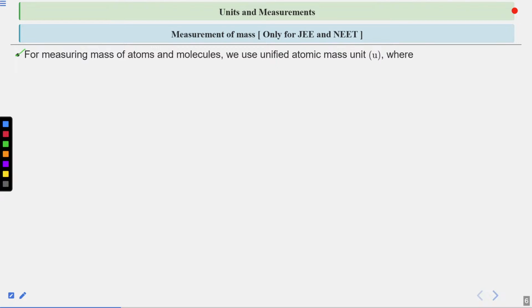For measuring the mass of atoms and molecules, we use the unified atomic mass unit denoted by u. If we want to measure the mass of any molecules and any atoms, we use the unified atomic mass unit. So 1 atomic mass unit is equal to 1.66 into 10 raised to the power minus 27 kg. So this is the conversion.